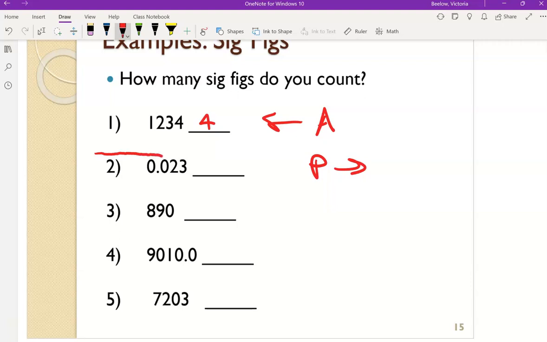Notice I'm moving past these zeros because you're going to count starting at the first number that is not 0. In this case, it would be this 2. So I would count this 2 and this 3 as both significant, and this would only be 2 significant figures. Again, you're moving towards the number. The first number that you come across that is not a 0, which is the 2, you count that as significant, and everything as significant after that.